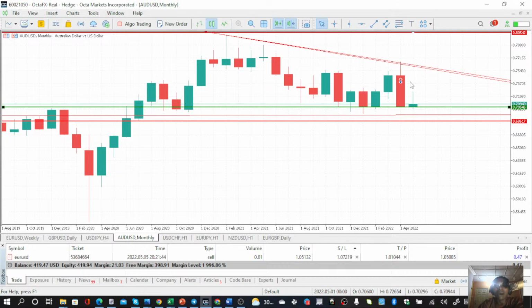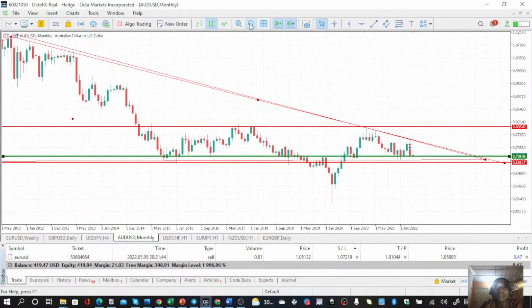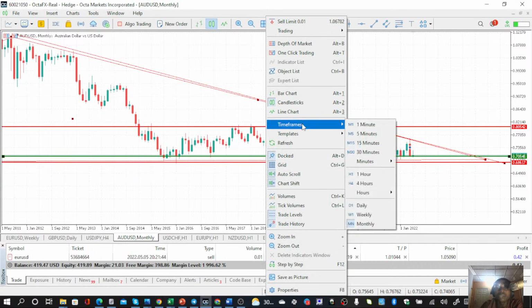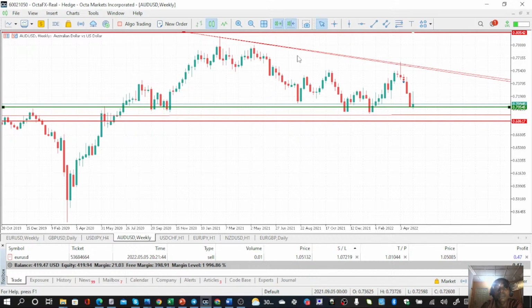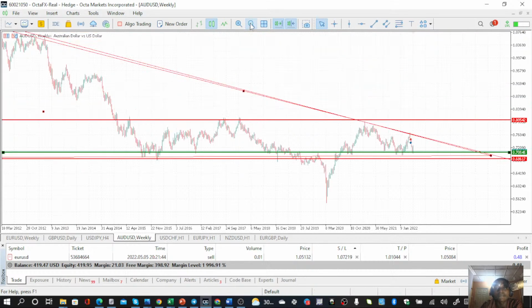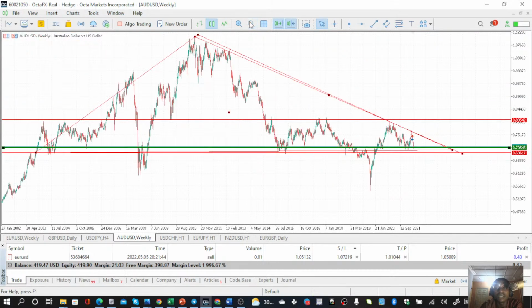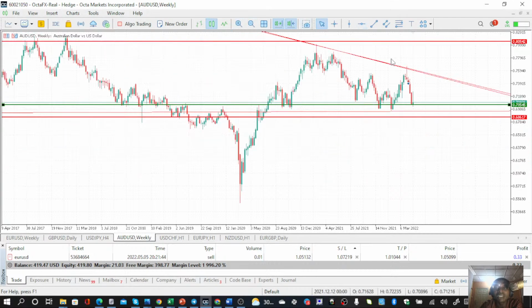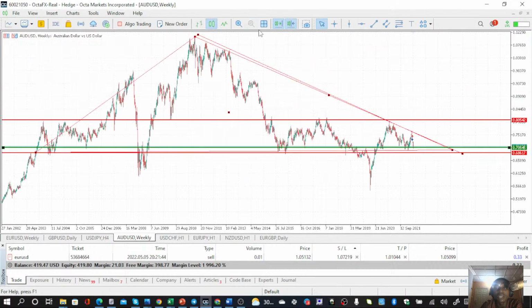Now, in the monthly time frame, we have a bearish position. Now let's take it closer to the weekly time frame. This is the weekly time frame. Good. And you can see that we also have the same descending triangle.